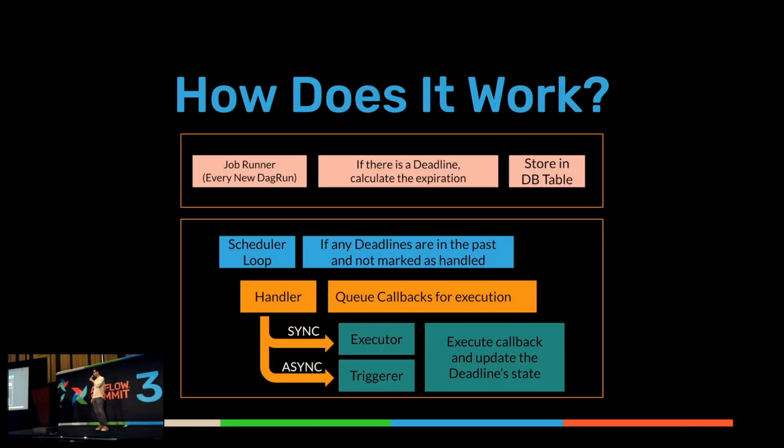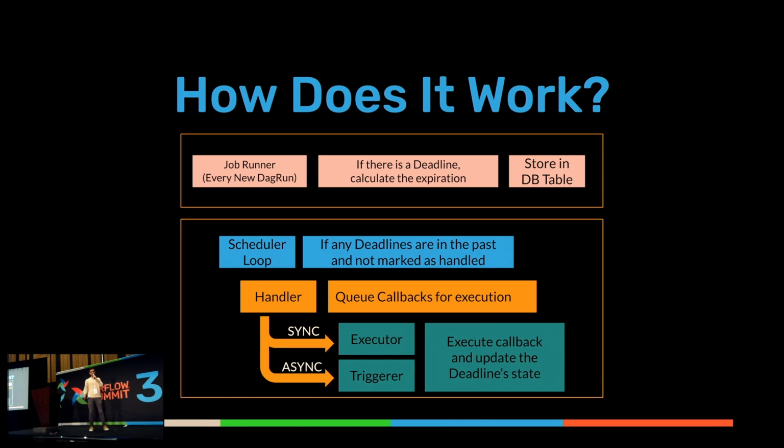So here's how they work. For every new DAG run, if there is a deadline attached to a DAG, the expiration date will be calculated and stored in the database table. And then in the scheduler, in each loop, if there are any deadlines that have a deadline time in the past but have not been marked as handled yet, then they will be handled by the callback handler, which is responsible for queuing the callbacks to run in the place that they're supposed to run.